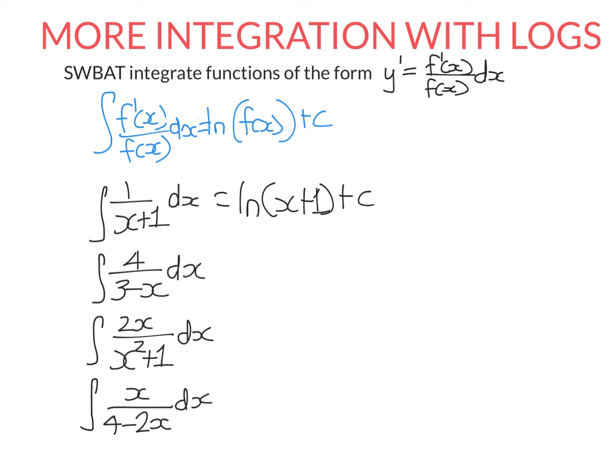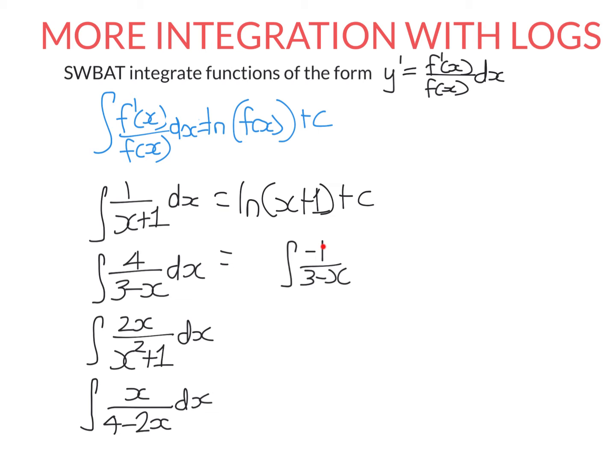So let's try this one now. So here I have a function of x on the bottom. I don't quite have its derivative on the top, however. What I can do is rewrite this. So I'm going to write this as 3 minus x on the bottom. Now, the derivative of 3 minus x is minus 1. So I want there to be a minus 1 on top so I can integrate this using that formula. But I can't just write it like this because 4 and minus 1 are not the same. So what I have to do is write something out the front here to compensate.